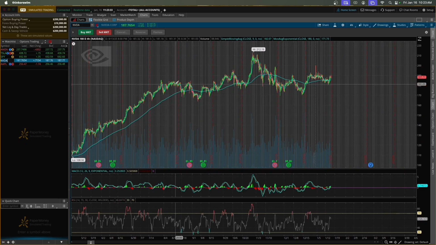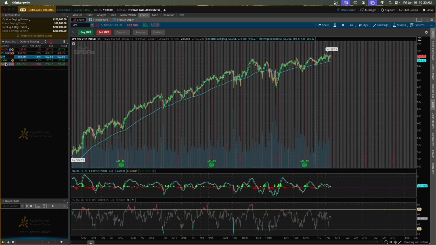So Nvidia isn't as smooth as Apple. We know this, but you can see that SPY is pretty consistent when it comes to this. SPY does it here. SPY comes up and it goes up about 8% in 38 days. Comes down, goes up about 4% in 13 days. So you can see that SPY is extremely consistent, which is why I like trading SPY options.